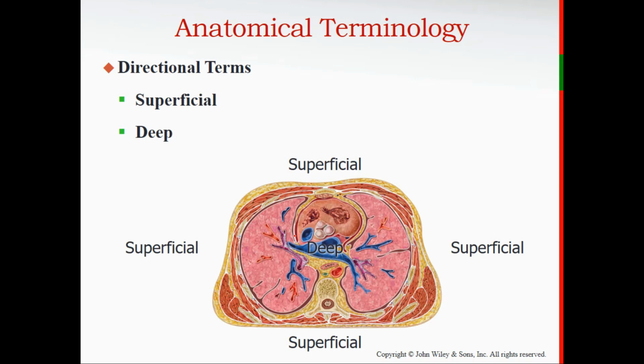Superficial and deep. If you go from the inside of the body and work your way out, superficial means close to the surface of the body in any direction. So your skin is the most superficial organ in your body because it's the outside. It makes the surface. You can see these muscles are more superficial than the lungs. Lungs are deep within the body.